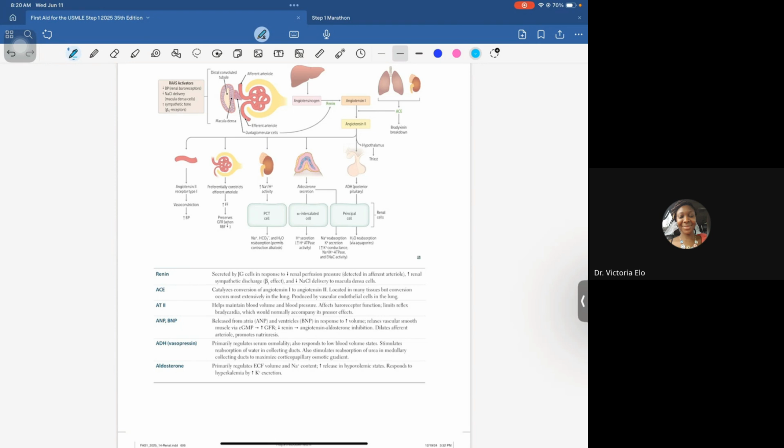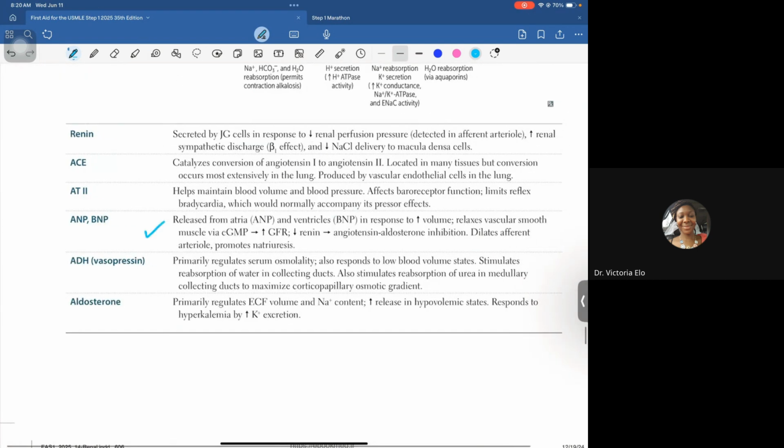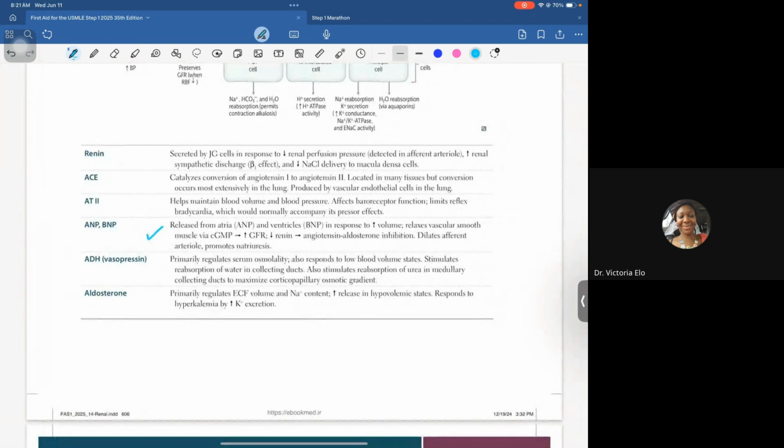Now we have ANP and BNP. We have already discussed ANP and BNP before. They are going to be released from the atria and from the ventricles when the water volume is going to increase. They are going to relax the vascular muscles. They are going to increase the GFR because they increase the blood flow to the kidney, and they're going to decrease the renin. So a lot more filtration is going to occur. When the RAS system gets deactivated, you are going to have increased sodium loss in the urine, so you're going to have diuresis and natriuresis as well.